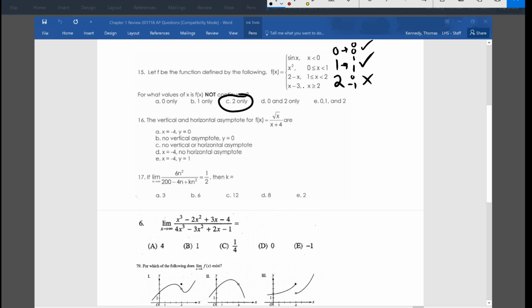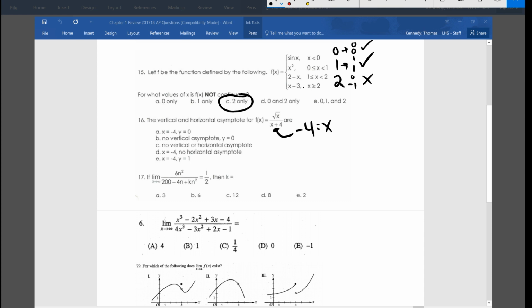All right, in 16, it says find the vertical and horizontal asymptotes, which, spoiler, definitely on the test. And so this is fantastic practice. Vertical asymptotes are where the bottom's 0, so that's -4. Where x equals -4, that would be our vertical asymptote.